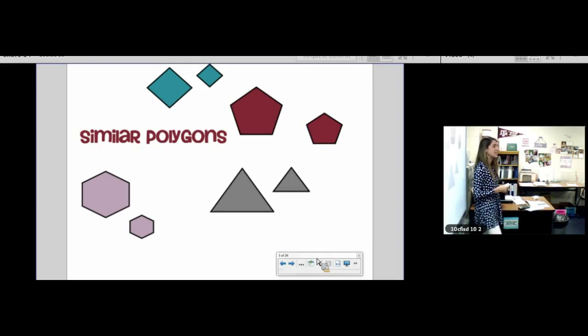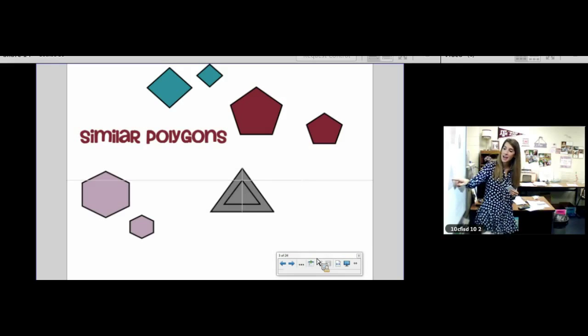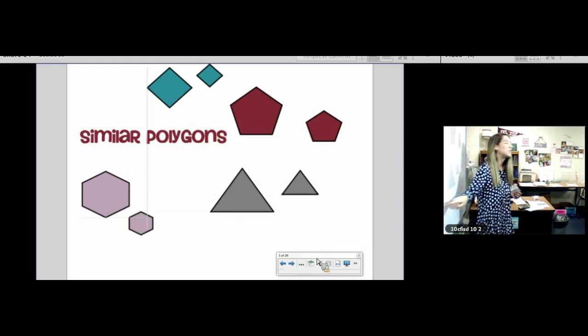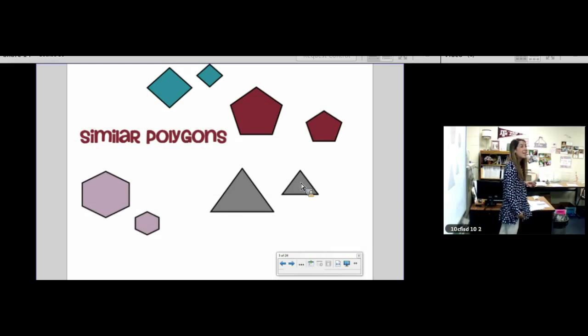So what does it mean to be similar? The same. The same? I thought congruent meant the same. Sort of the same. That's a good way to phrase it. It looks the same. Do these look the same? How is similar different from congruent? They're smaller. They're just smaller. What? Congruent is same size and same shape.